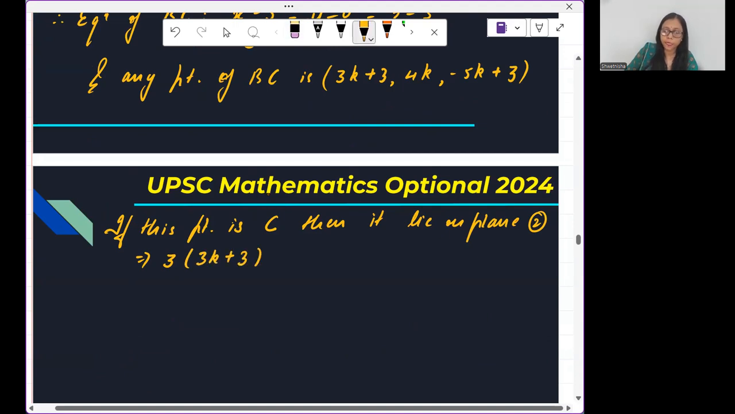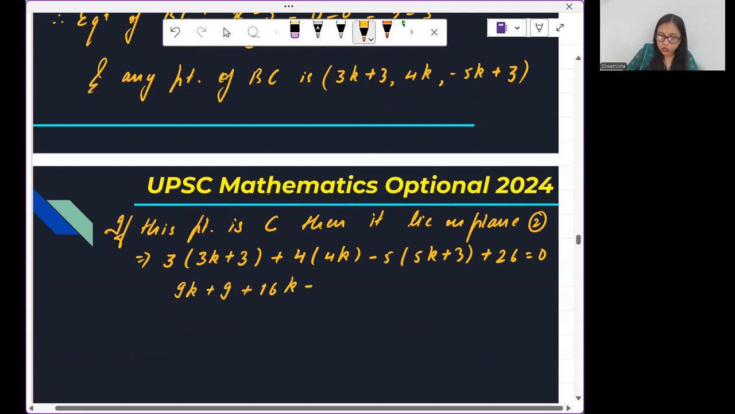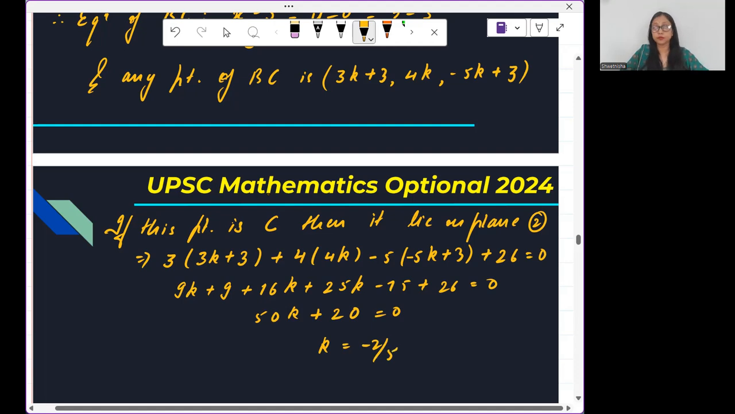3k plus 3x plus 4y minus 5z plus 26 is equals to 0. Okay, so it is 9k plus 9 plus 16k minus ... plus 25k minus 15 plus 26 is equals to 0. It gives me 50k and it gives me plus 20 is equals to 0. So k is minus 2 by 5.